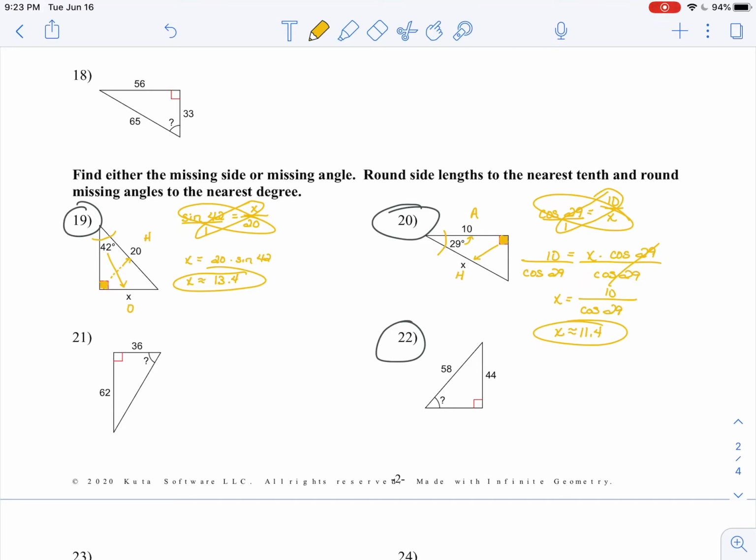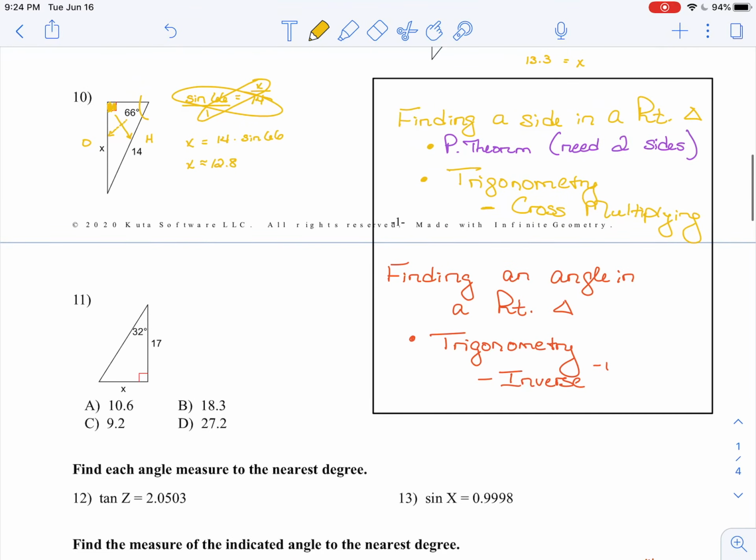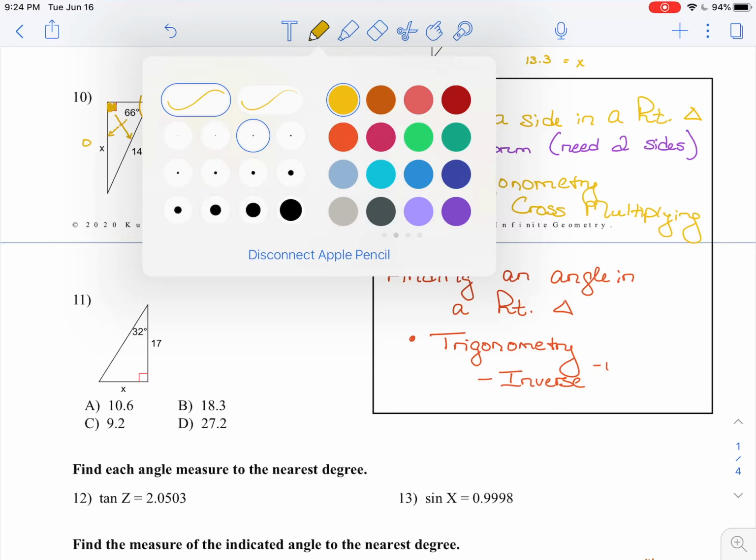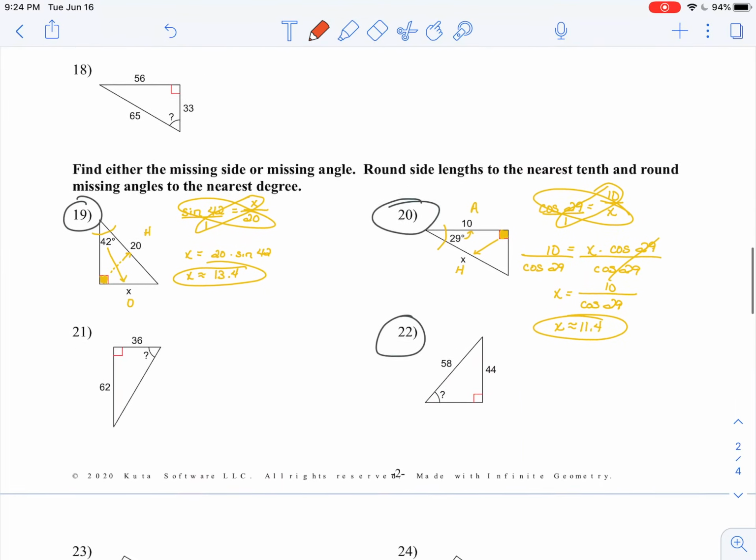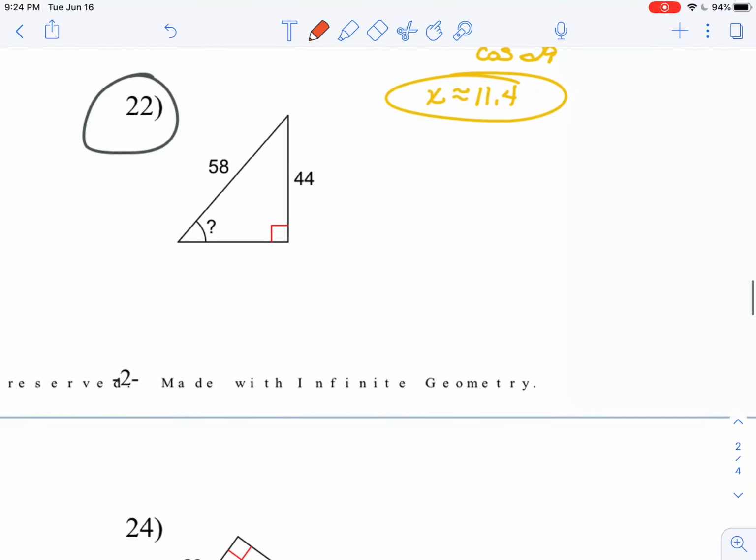I'm going to skip number 21. I'm going to do 22 because what I want to immediately point out about 22 is that x is not a side. X is an angle. We said when you're finding an angle in a right triangle, we're still going to use trigonometry, but it'll get solved differently. We're going to use inverse.